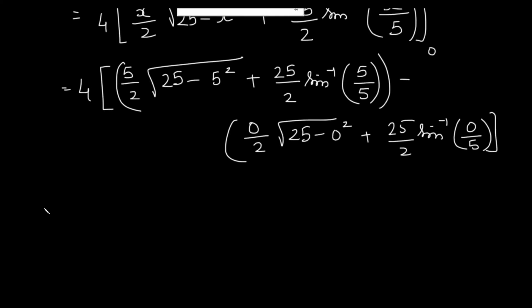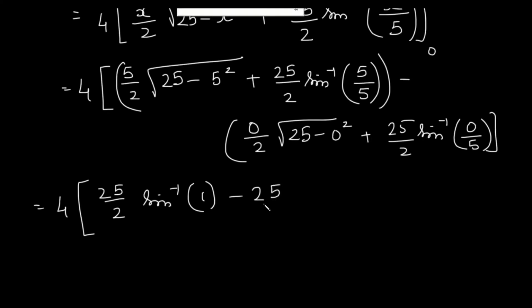Having written this, now we are going to get 4 into 5 upon 2. Now this first term becomes 0 because 25 minus 25 is 0 and 0 into anything is 0. So the first term becomes 0. So we are going to get over here this term, that is 25 upon 2 sine inverse 5 upon 5, which means 1. Minus again over here 0 upon 2, 0 into anything is 0, and so the first term becomes 0. The second term also is actually 25 upon 2 sine inverse of 0 upon 5, which means 0.